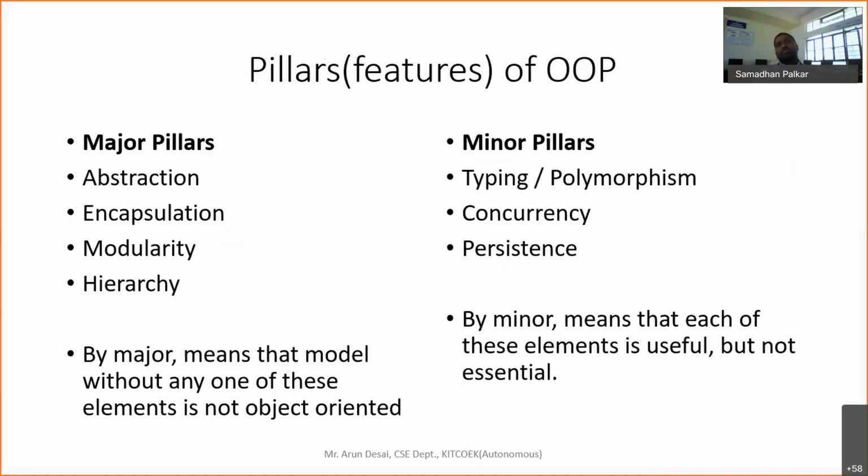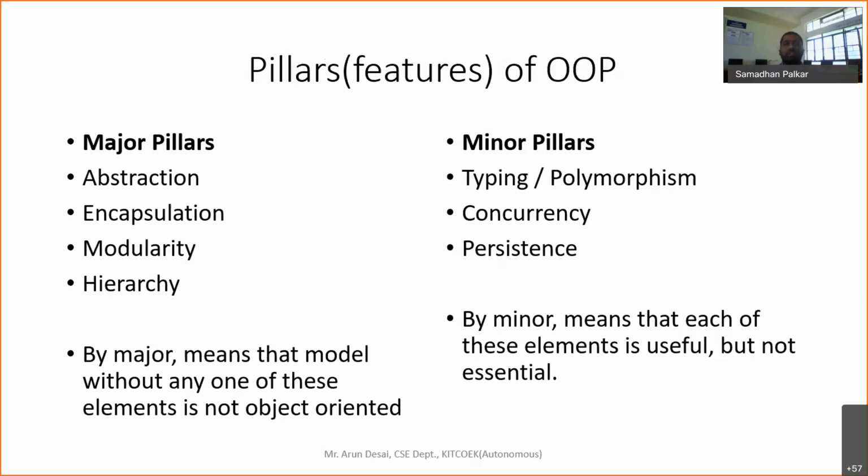So the next thing is the pillars of OOPs. This is also a famous question which is asked every time. So, pillars, or you can say features of OOP. There are two types of pillars or features available: major pillars and minor pillars. Now, we'll talk about the major pillars first. Abstraction is a major pillar, then encapsulation, then modularity, then hierarchy. We are going to see all those one by one briefly in the next slide. Still, those four are major pillars.